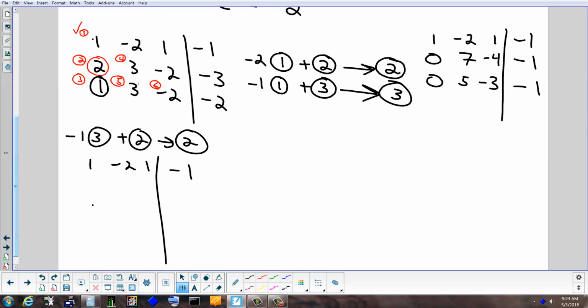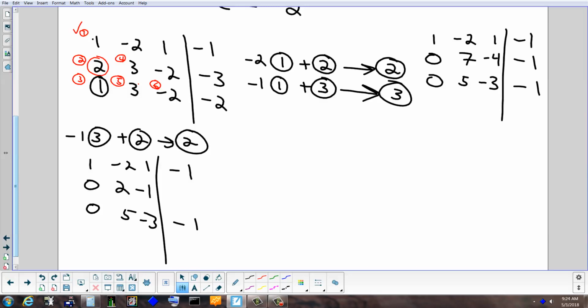Now the bottom row stays the same. And the middle row, that's going to stay as a 0. Multiply 5 times -1 and add it to 7. Okay, that's better. Now we have a 2 there. -3 times -1 is 3. 3 take away 4 is -1.